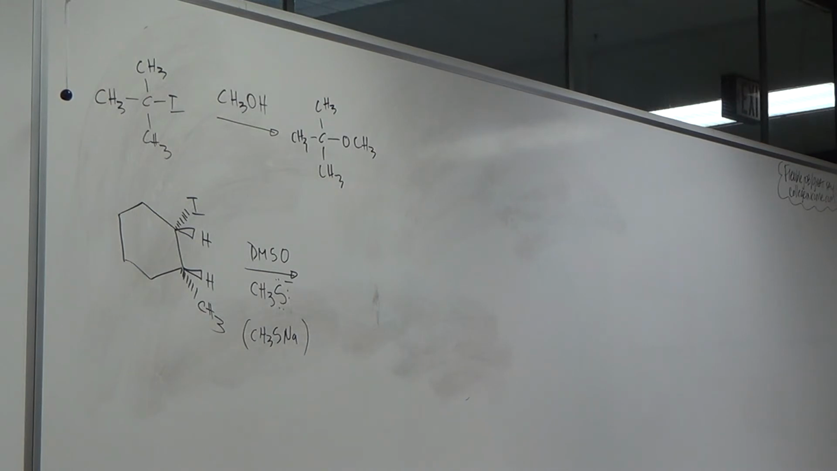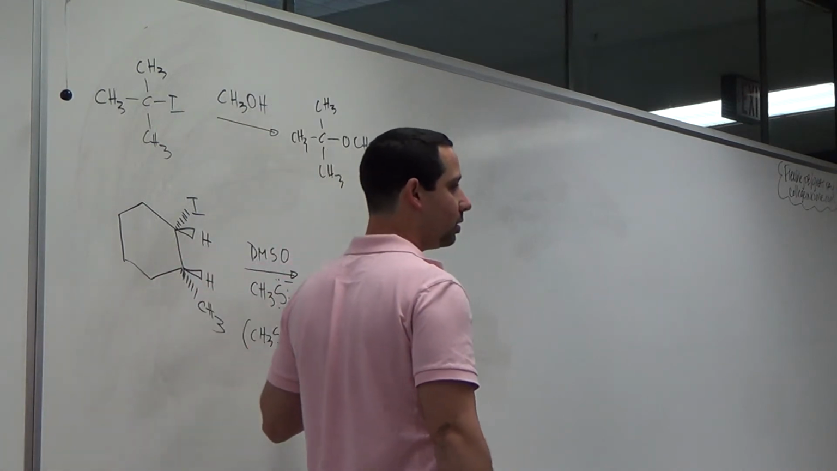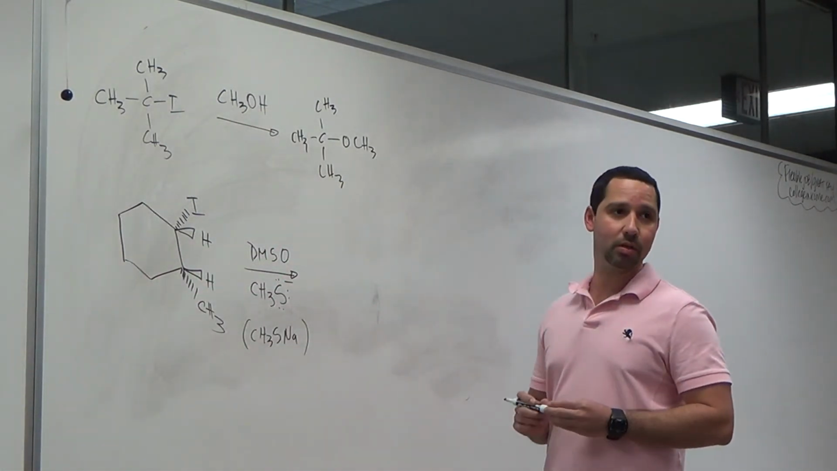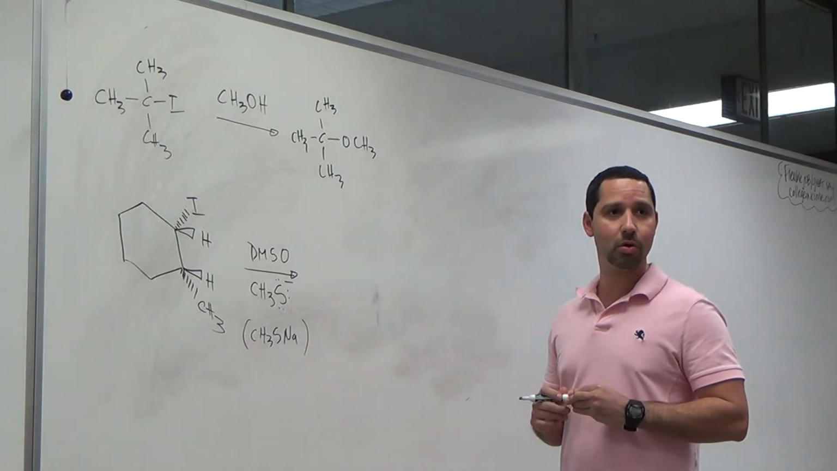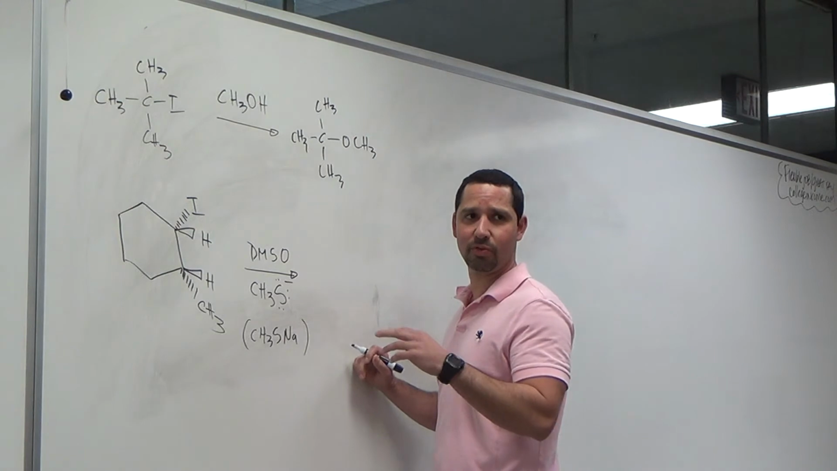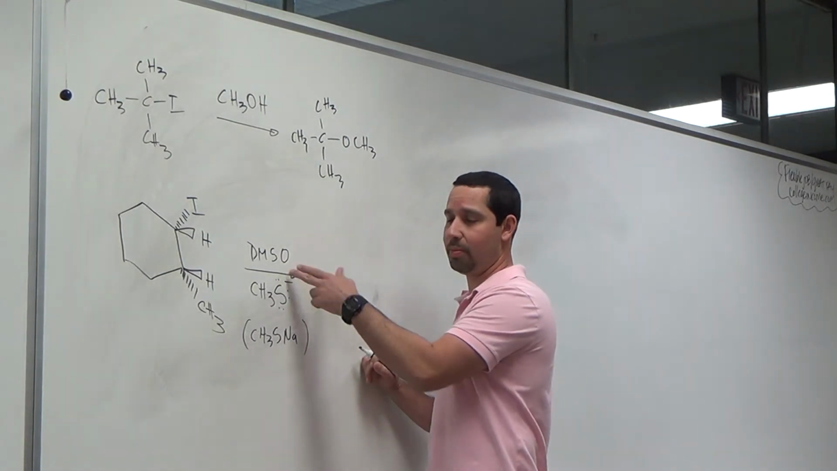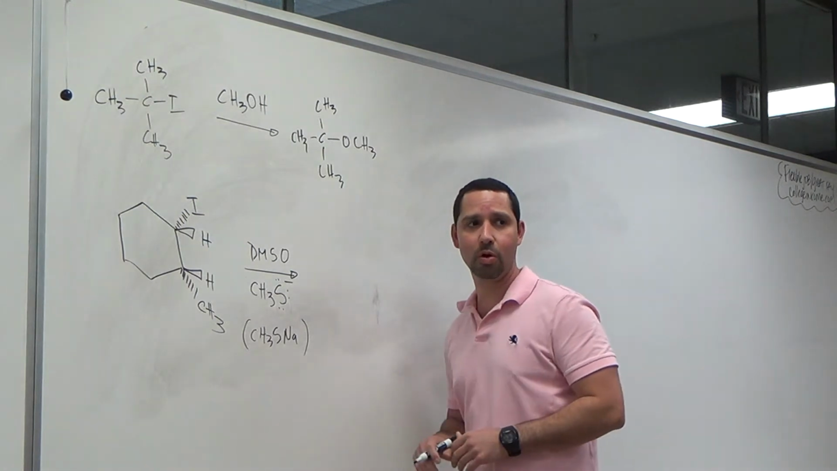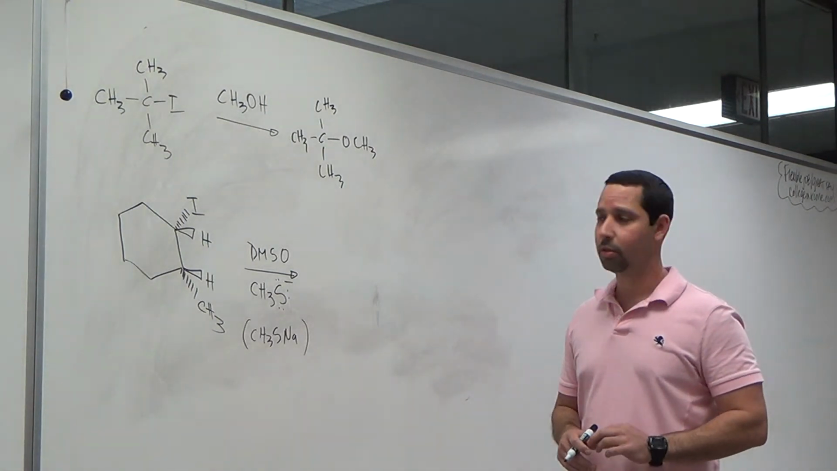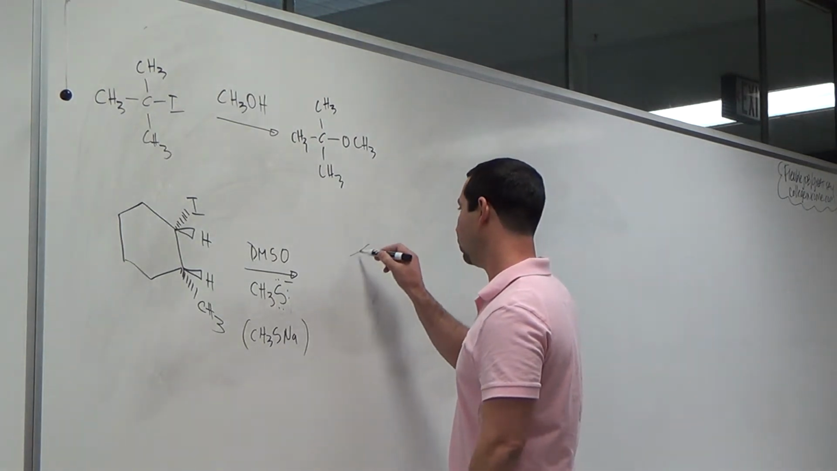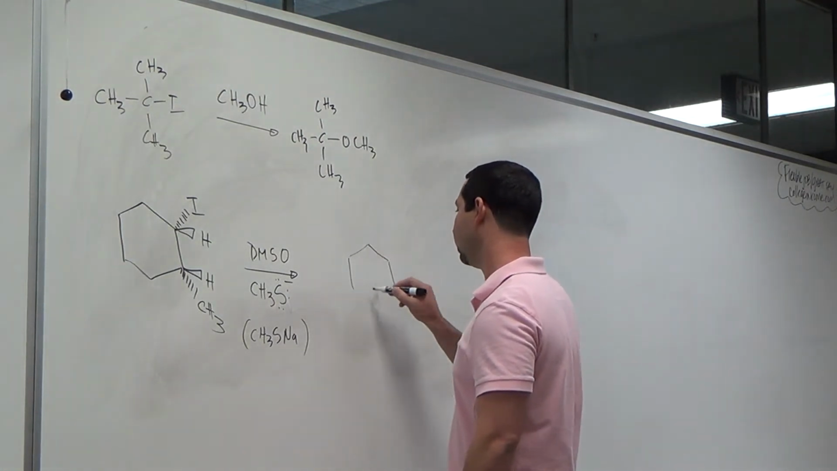So what's the product? What's this? SN2. This is the primary. The I is on primary. So we are using here, like I said, it's somewhat difficult, yes? DMSO is conditions for SN2, because it's polar aprotic. So we're gonna have an SN2. If we have an SN2, what is the product going to be?